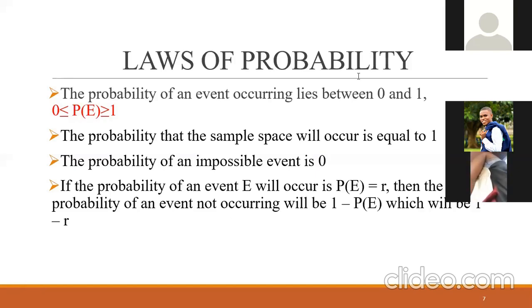You can't get it. Now, the probability of an event occurring, that's P(E), let's say that it is equal to R. Is that okay? Sorry, one second.